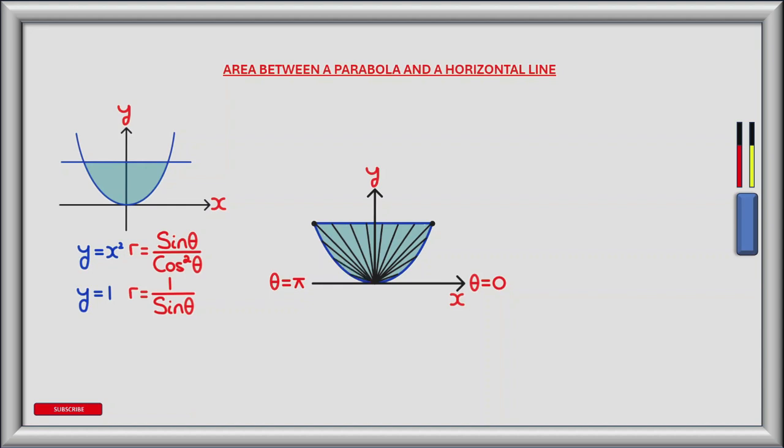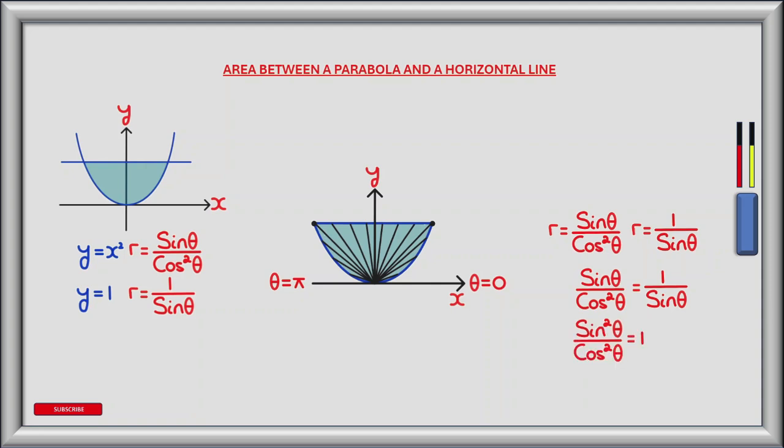To find the angles at which the horizontal line intersects with the parabola, we can equate the polar equations. Our polar equations are r equals sin theta divided by cos squared theta and r equals 1 divided by sin theta. Equating these gives sin theta divided by cos squared theta is equal to 1 divided by sin theta. Multiplying both sides of the equation by sin theta gives sin squared theta divided by cos squared theta is equal to 1. Using the trig identity where sin theta divided by cos theta is equal to tan theta, we have tan squared theta is equal to 1.